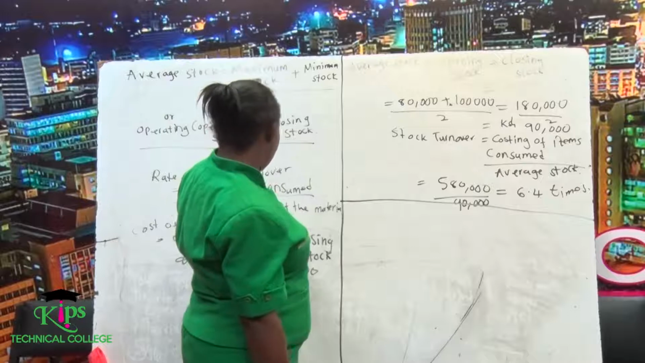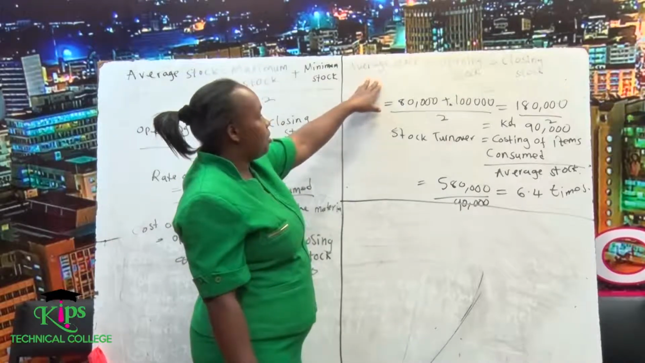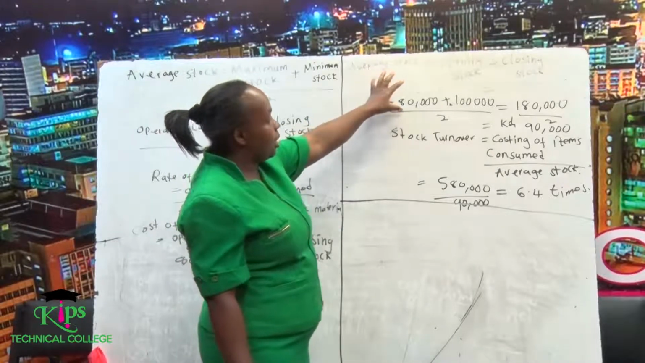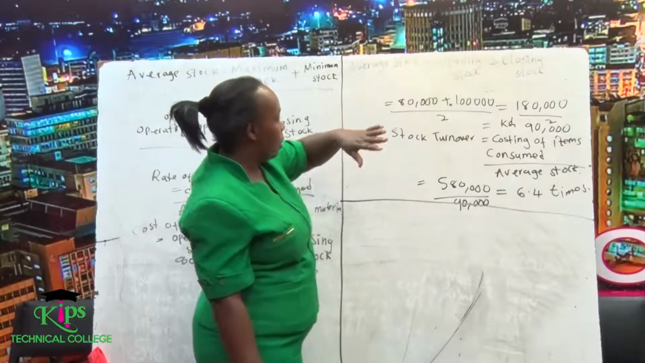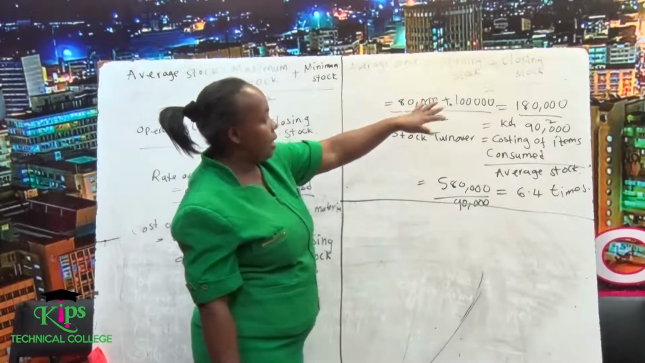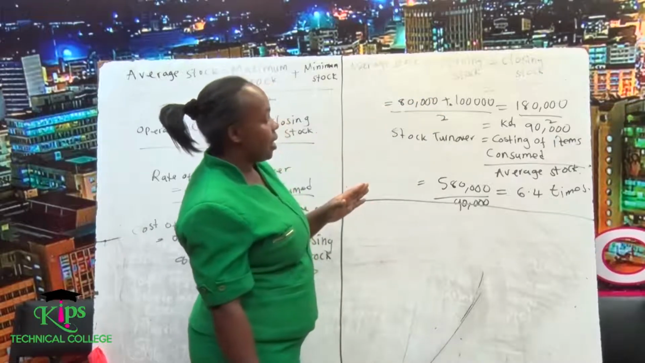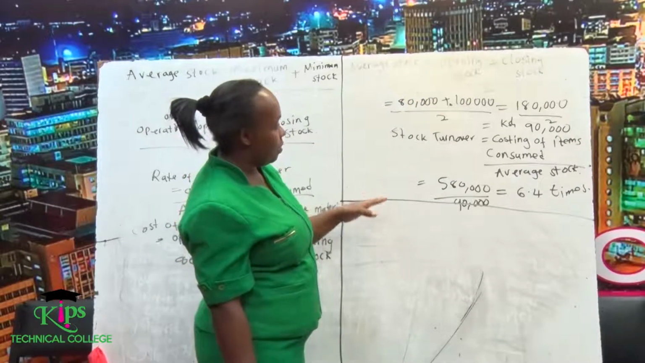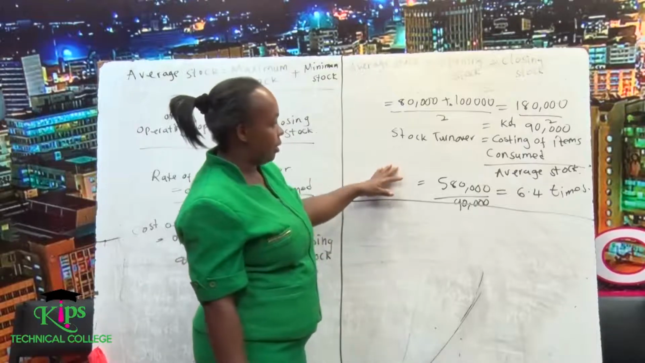That is the cost of items consumed. Now, we go to average stock. Average stock equals opening stock plus closing stock. So, the opening stock was 80,000 plus 100,000. You get 180,000 divided by 2, where you get 90,000.